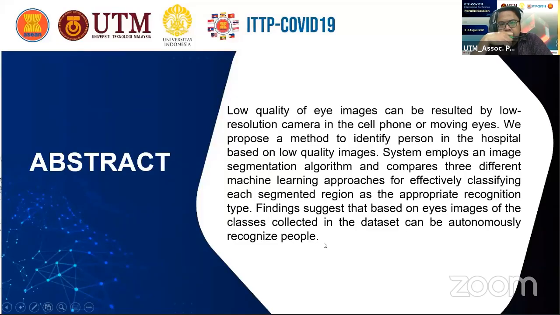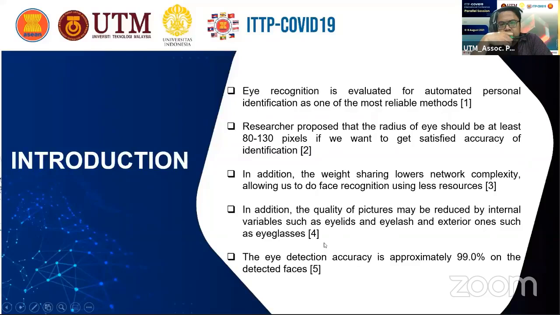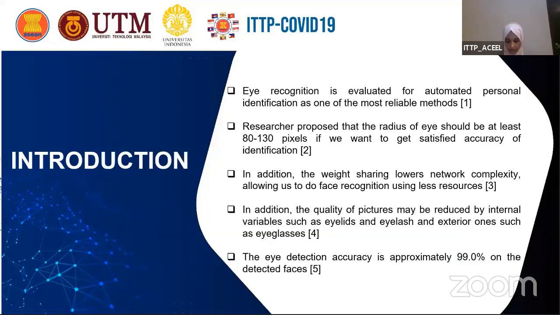So, the introduction. Firstly, eye recognition is evaluated for automated person identification as one of the most reliable methods. Researchers proposed that the radius of the eye should be at least 80 to 130 pixels if we want to get satisfactory accuracy of identification.